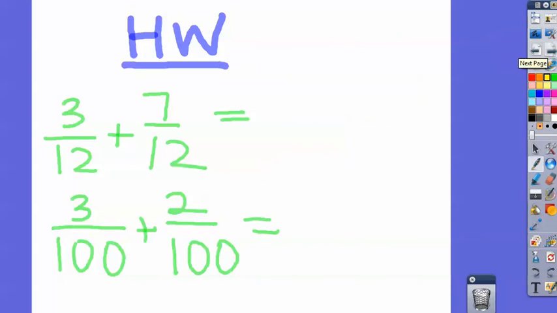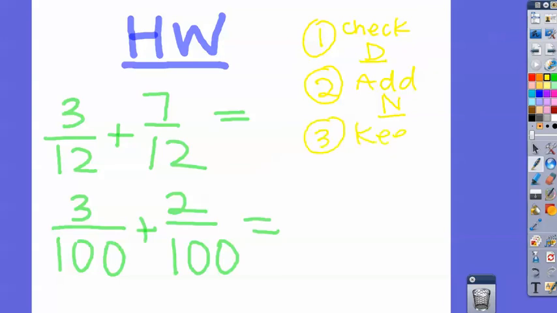Alrighty, for homework, I want you guys to work on these two problems. Remember, step 1, check to make sure your denominators are the same. So check denominator. 2, add the numerators. D stands for denominator, N stands for numerator. And 3, keep the denominator the same.